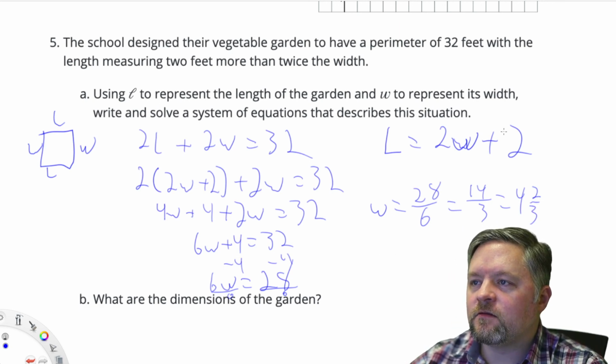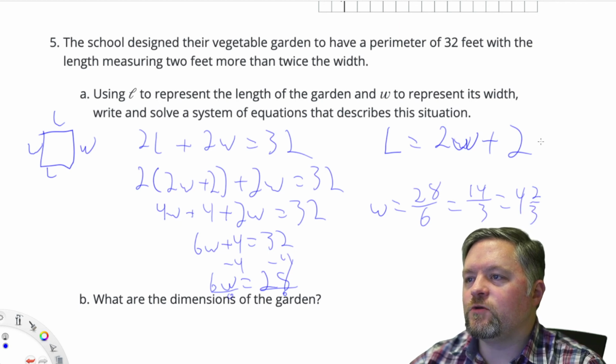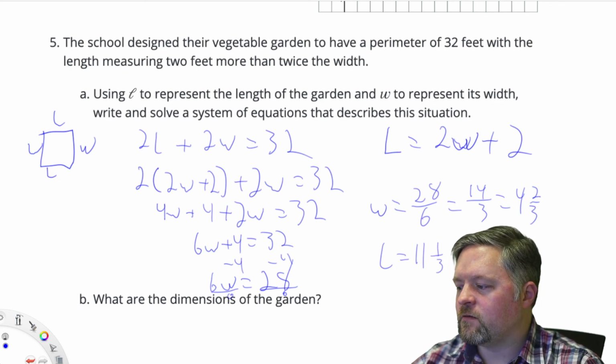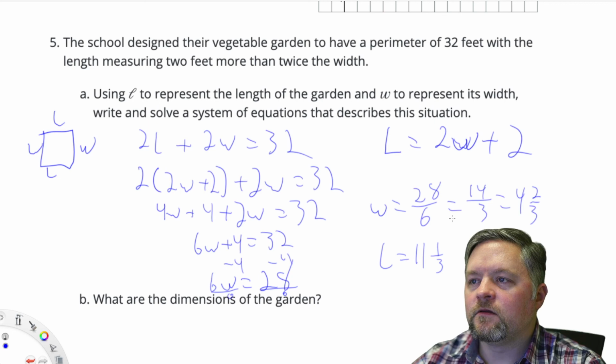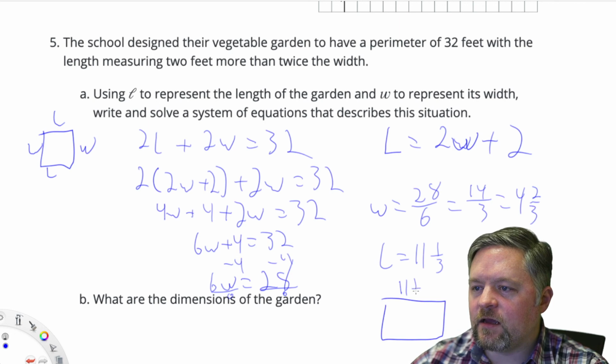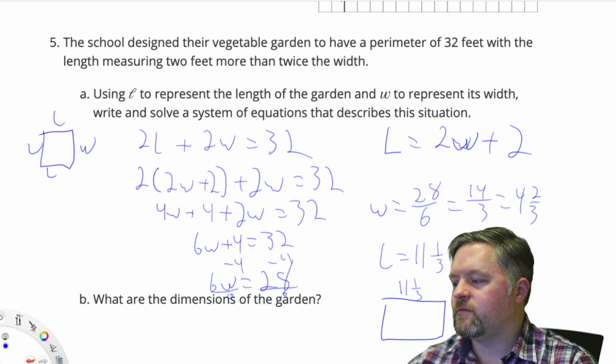And L, which we know here, is 2W plus 2. 4 2 thirds, double it, is 8 4 thirds, so 9 1 third plus 2, 11 1 third. L equals 11 1 third. So we know what W equals, we know what L equals. What are the dimensions of the garden? 11 1/3 by 4 2/3.